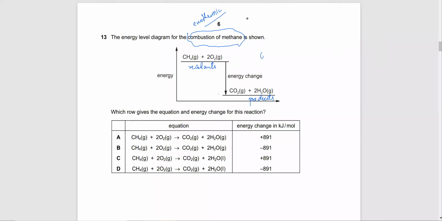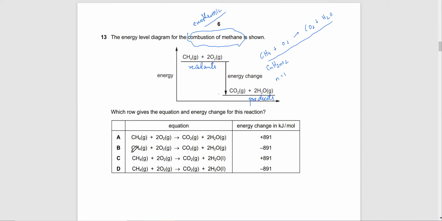The combustion of methane. What is methane? CH4. If you remember, alkanes are CnH2n+2. For methane, the value of n is 1. So it's going to be CH4 plus O2, and it's going to produce carbon dioxide and water. These are the things that are produced when any organic compound burns in oxygen. So this is what's going to be produced.